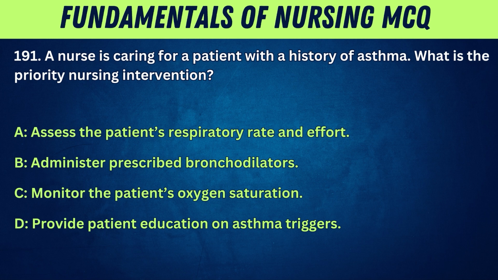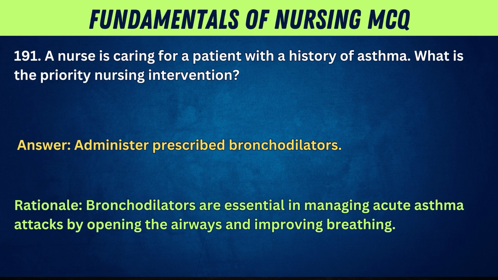191. A nurse is caring for a patient with a history of asthma. What is the priority nursing intervention? A. Assess the patient's respiratory rate and effort. B. Administer prescribed bronchodilators. C. Monitor the patient's oxygen saturation. D. Provide patient education on asthma triggers. Answer. Administer prescribed bronchodilators. Rationale. Bronchodilators are essential in managing acute asthma attacks by opening the airways and improving breathing.